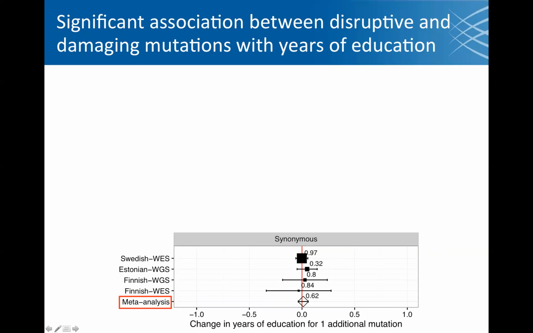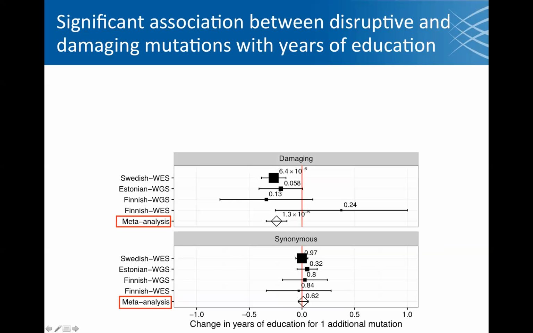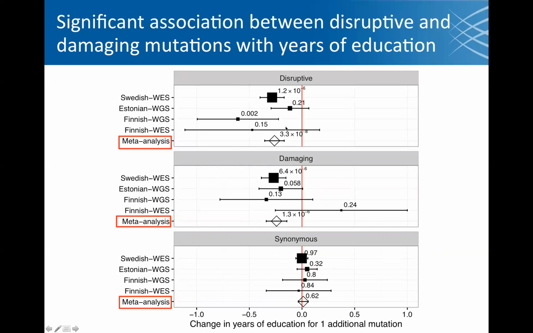When we look at synonymous variants, which is our negative control, as you can see, we don't see an association. It's a nice indication that there's no population stratification or any other bias that affects our observation. When we look at damaging mutations, we start to see a decrease in years of education, a highly significant decrease. And when we look at disruptive variants, we see an even stronger decrease in years of education. So there seems to be an association between this burden of ultra-rare variants and educational attainment in the general population, a decrease in years of education.